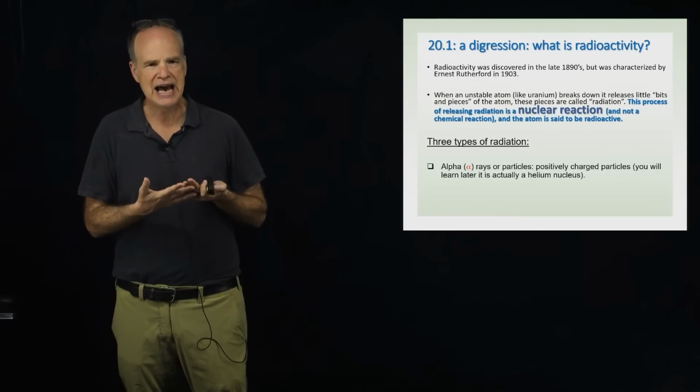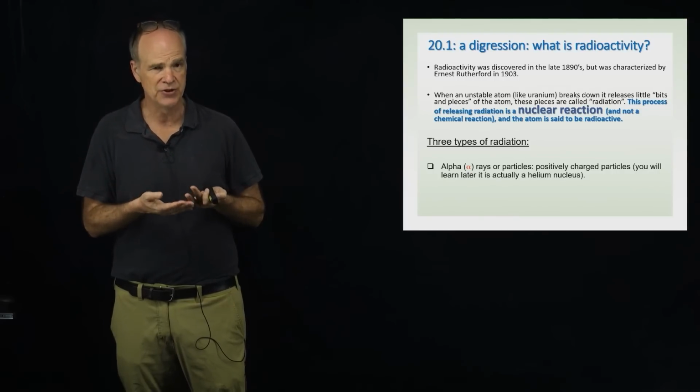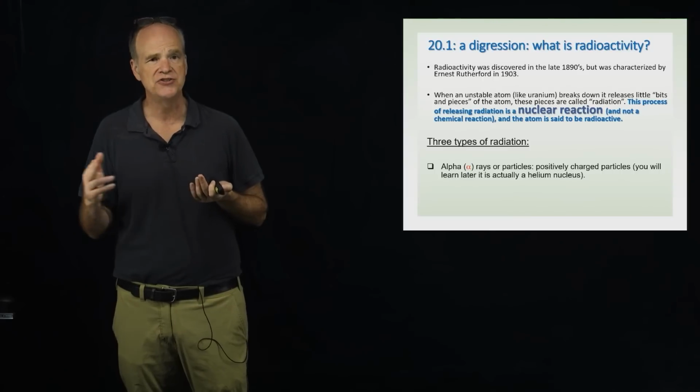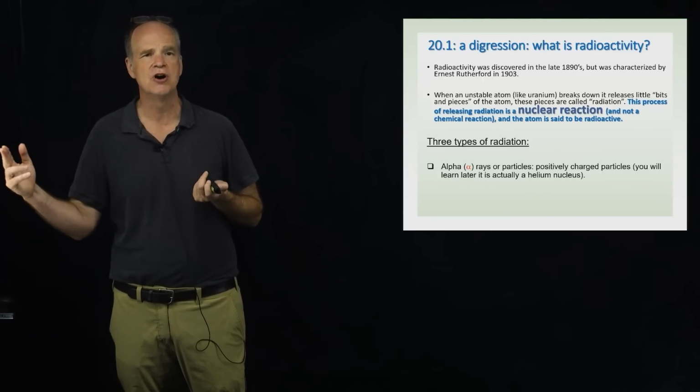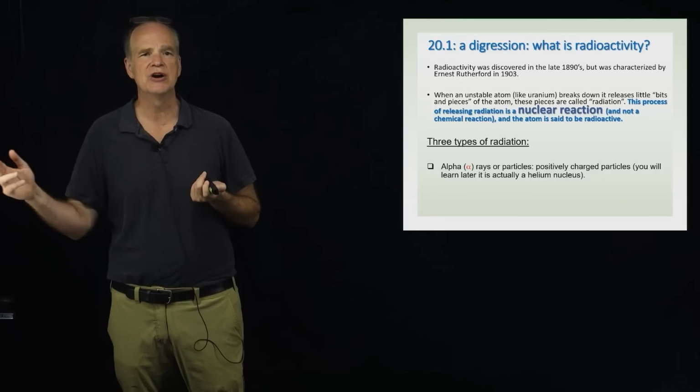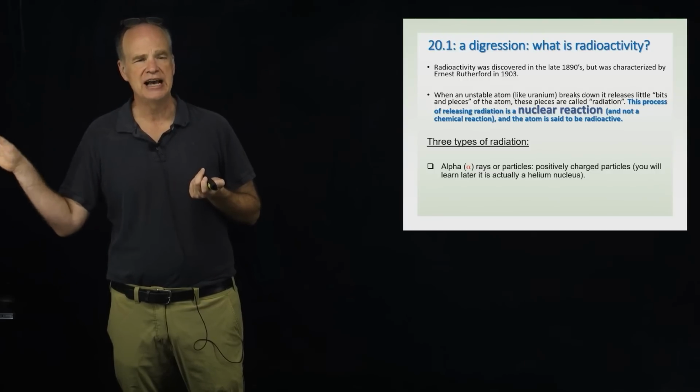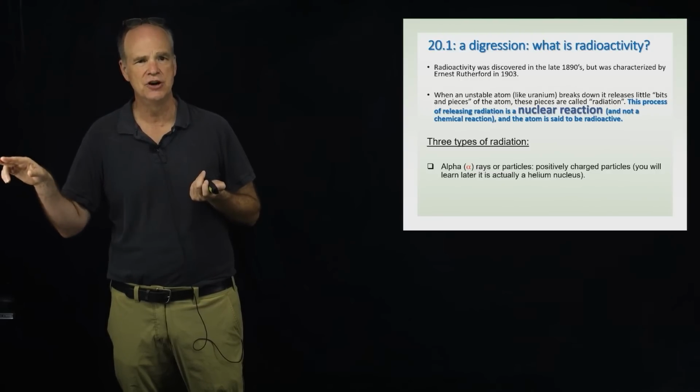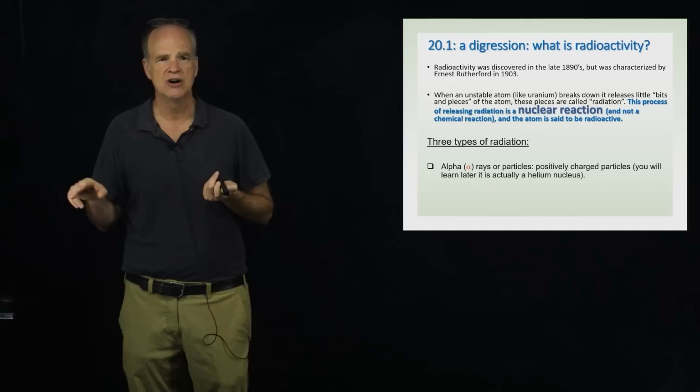So when these relatively large atoms of uranium and radium release this piece, it's just a very small piece, but it's traveling very quickly. And because it has two protons along with the two neutrons, it is positively charged.